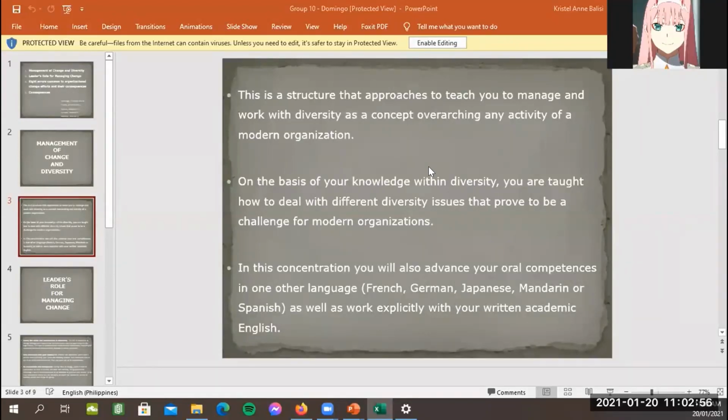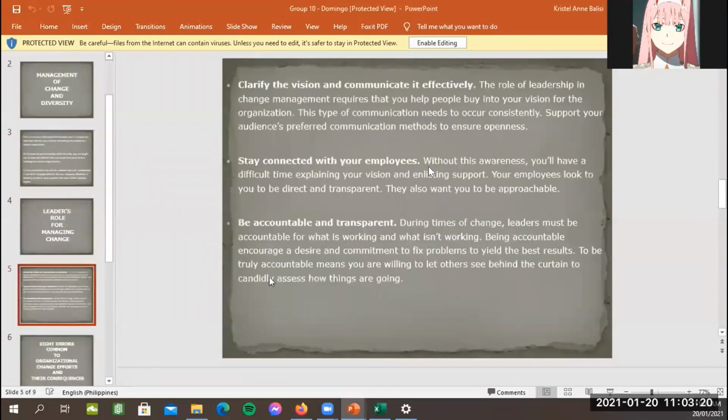Stay connected with your employees. Without this awareness, you will have a difficult time explaining your vision and enlisting support. Your employees look to you to be direct and transparent. They also want you to be approachable. By aligning employees around your vision, encouraging two-way dialogue, communicating consistently, and responding to employees. And you also need to be approachable because being approachable is the key to building relationships with your teammates and to create a strong team in which trust, confidence, and ideas can flow.